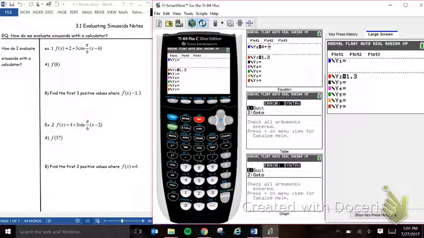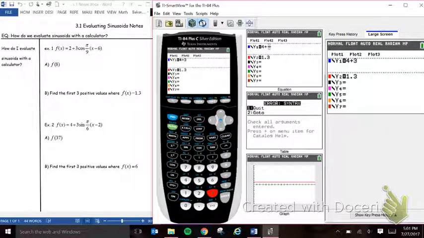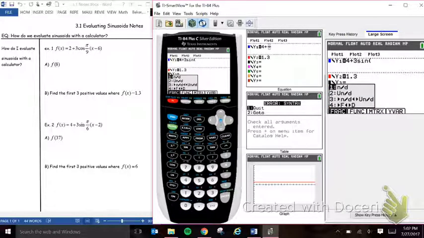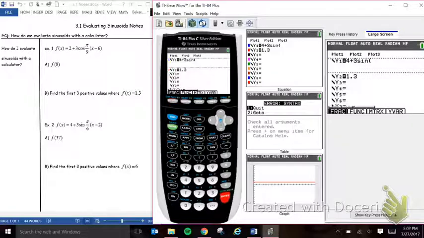Okay, so we'll type this in from the start. So 4 plus 3 sine, and then again, you don't have to use this next little feature. I'm just going to do it so it looks a little clearer. Alpha F1, and then n over d, that's numerator over denominator.